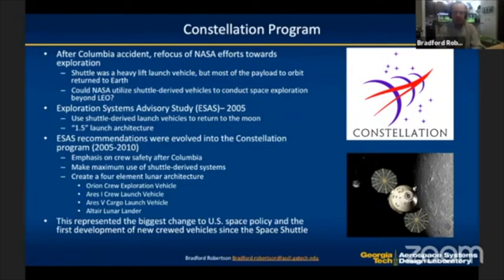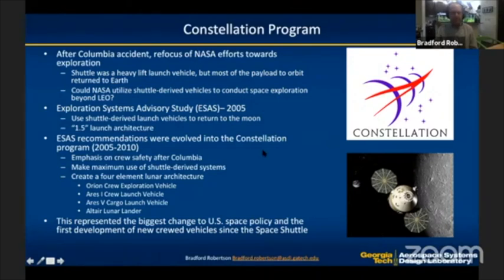The idea behind Constellation was that we had the space shuttle that existed. If you think about the space shuttle, that was already a heavy lift launch vehicle, but most of the payload to orbit returned to Earth with the shuttle orbiter itself. So the idea was, could we use shuttle-derived launch vehicles to conduct space exploration beyond low Earth orbit? That really started out with a study called the Exploration Systems Advisory Study in 2005 that gave the idea of a 1.5 launch architecture, which I'll get into. And then that eventually matured into what was called the Constellation program, which lived on between 2005 and 2010.